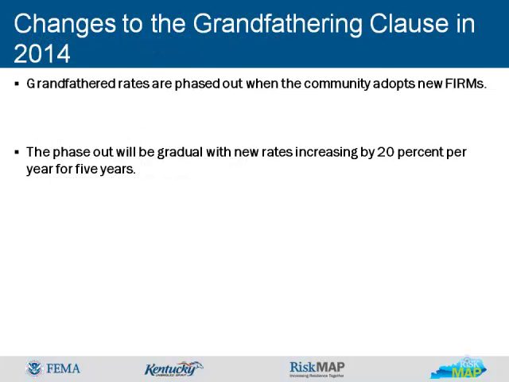The Biggert-Waters Act phases out grandfathered rates and moves to risk-based rates for most properties when a community adopts a new flood insurance rate map. The new rates will happen gradually, with rates increasing 20% per year for 5 years.